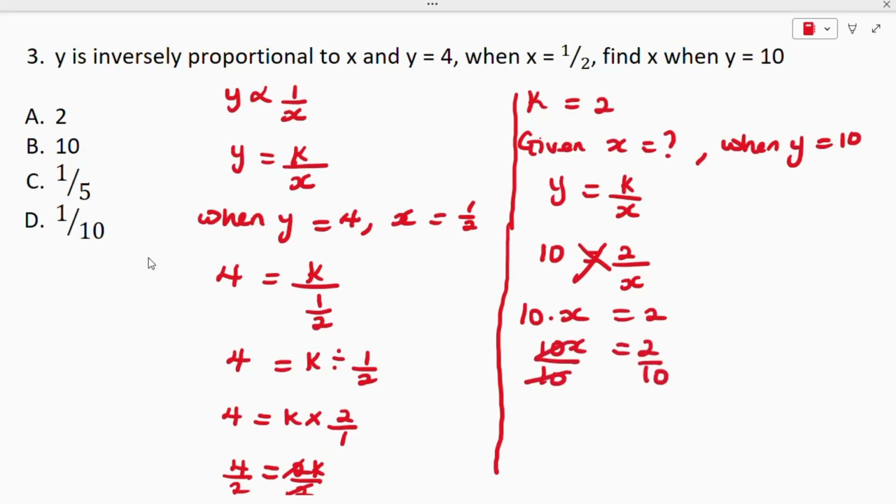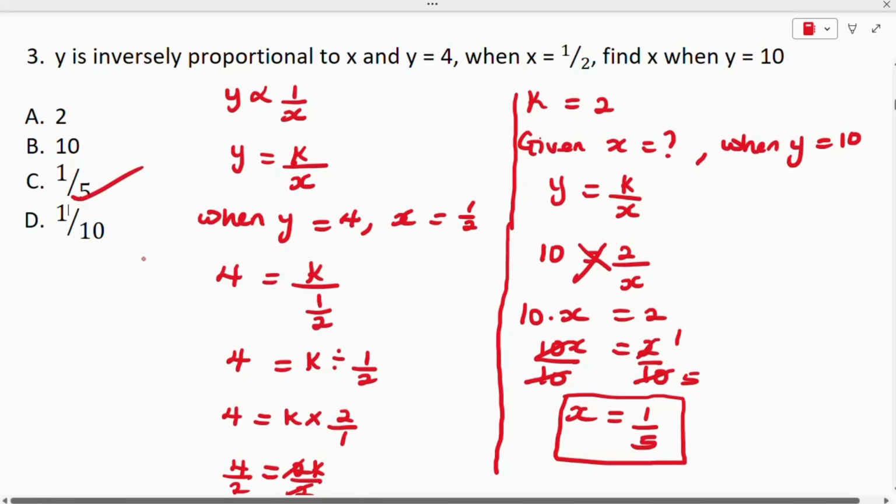Divide both sides by 10 to isolate x. So this cancels out this. We have that x is equal to 2 over 10. 2 into 10 is 5, so we have 1 over 5. So we have that x is equal to 1 over 5, and this makes C the correct option. So let's take a look at the next question.